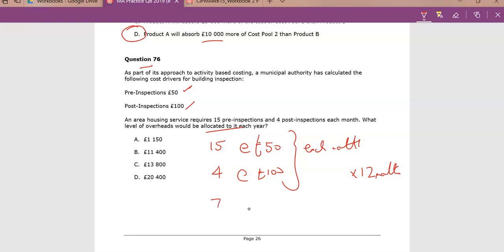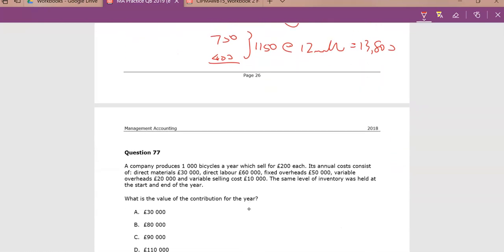So 15 times 50, 750. No, it isn't. Oh, is it? Yes. Sorry, forgive me, just making sure my maths is fine. I'd just guessed there. That's 750, correct. 4 at 100 is 400. So we have a total of 750 plus 400, which is 1,150 a month, times 12, which gives 13,800. And so the answer is C. Just always be aware of this whole month to year business.